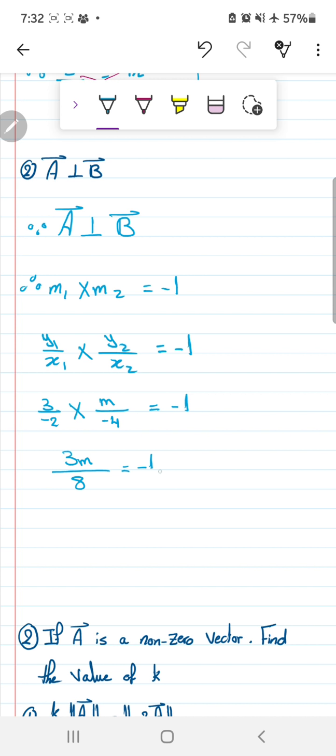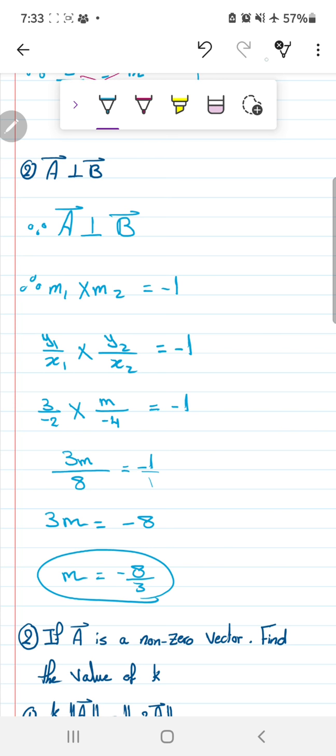Here, cross multiplication over 1, so 3m times 1 equals 3m, equals -1 times 8, equals -8. So the value of m is -8 over 3.